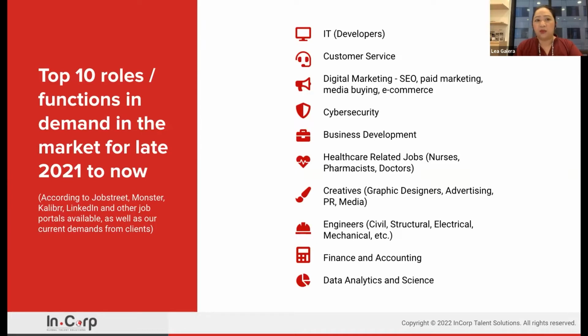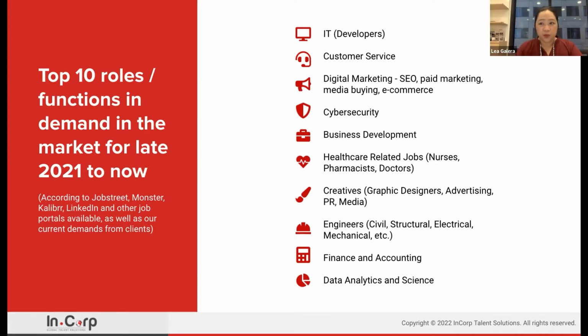Business development mainly to really gear their market towards the post-pandemic or like the new normal, if there's still such a thing. Healthcare related jobs, not just the nurses and the pharmacists, but even those who can do like customer service online. Creatives for graphic designers, advertising, public relations, media. Again, for the construction, a lot of engineers, finance and accounting, probably because of the present BIR rulings, there has been a lot of changes, and also when it comes to data analytics and science.